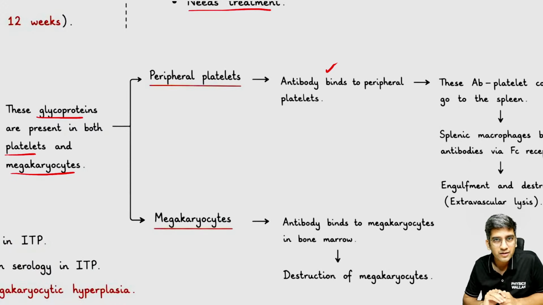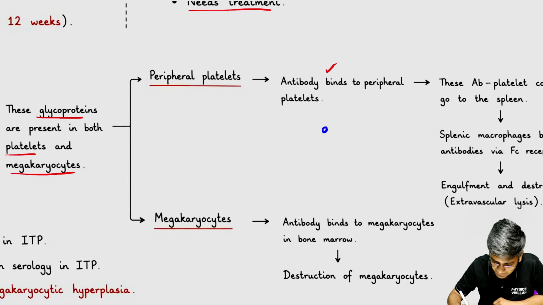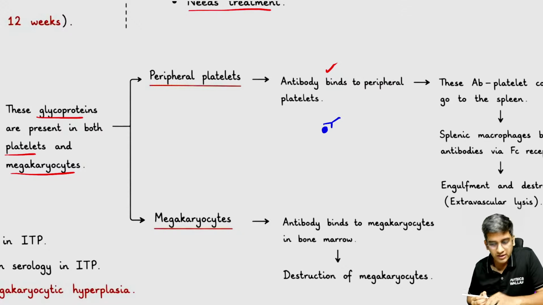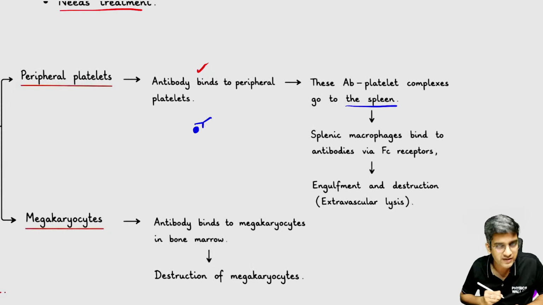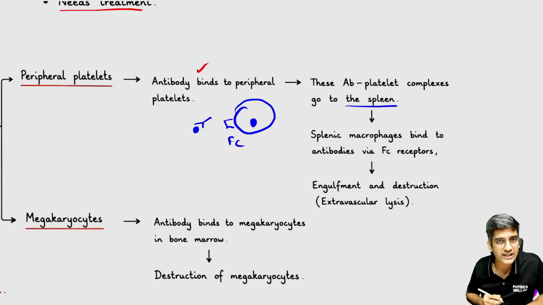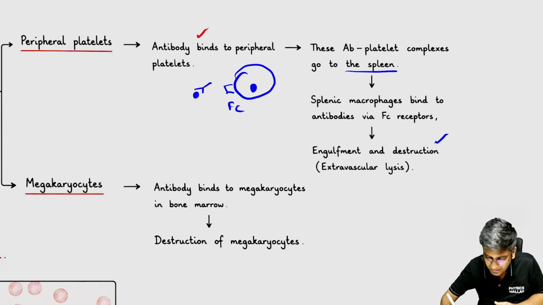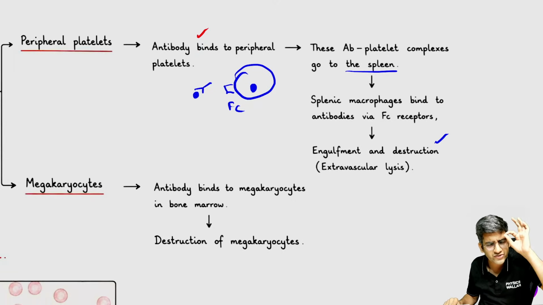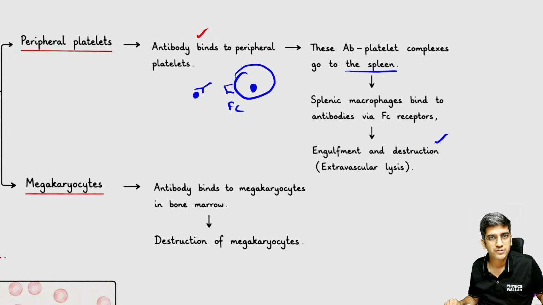Platelets will bind to the antibodies. Let's say this is the peripheral platelets. Antibodies are there. This will go to the spleen. The splenic macrophages, littoral cells, will have the same Fc receptors for antibody, will bind to it, will engulf, will destroy. Same pathogenesis as autoimmune hemolytic anemia. Done? That we already know, right?